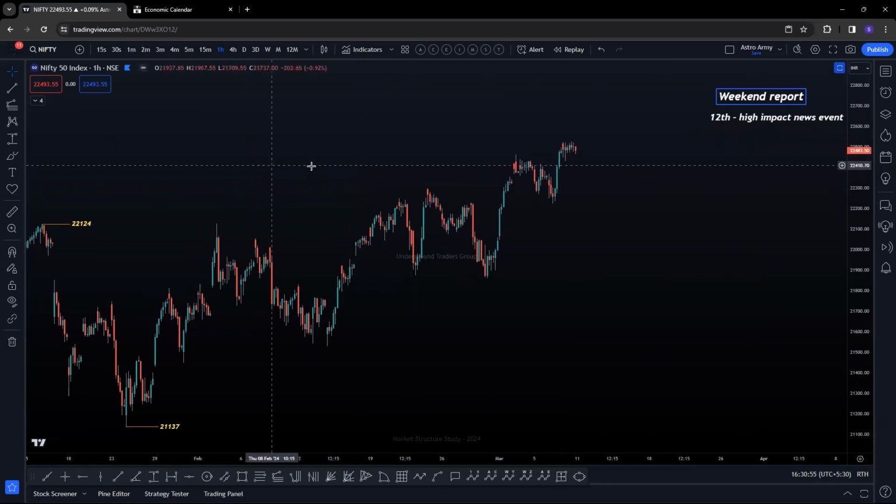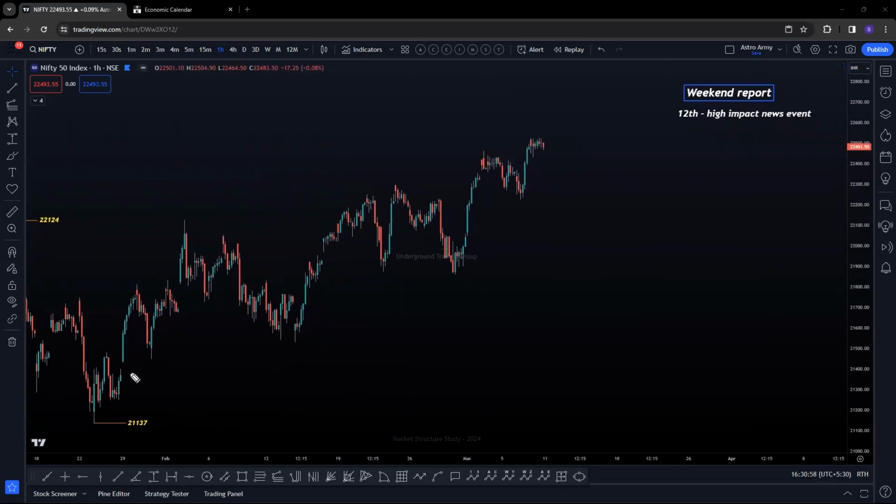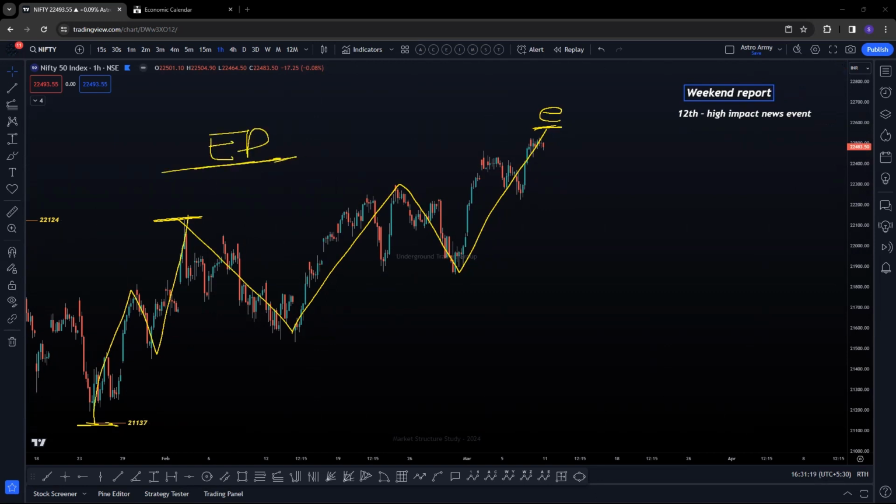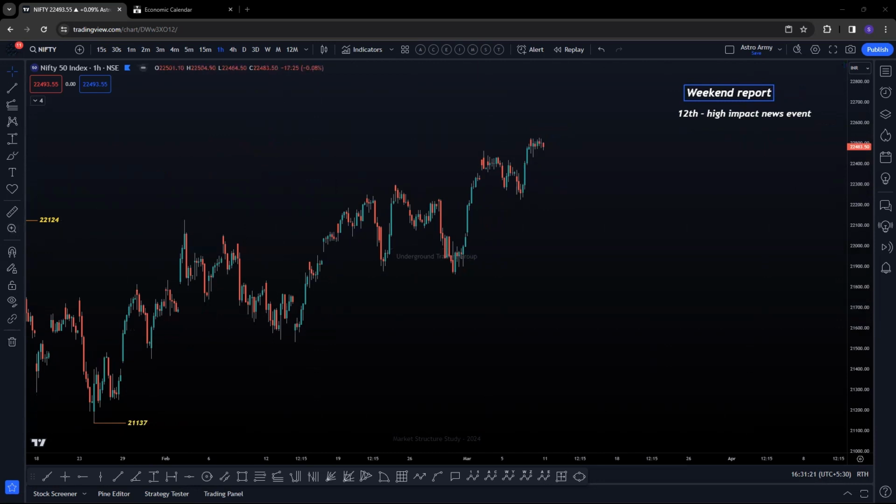Now let's get into the structure part. What did we discuss earlier? This is one possibility, the first possibility, on the 1 hour Nifty chart. From 21,137, this can be your A, B, C, D, and E legs. So this is your ending diagonal, one of the possibilities. For the ending diagonal, what is the rule? We're talking about a contracting ending diagonal.